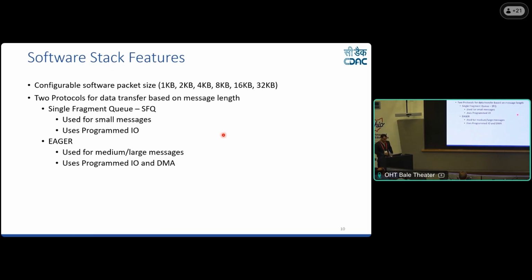In case of eager, whenever a message comes, it will be divided into packets, and some control information of those packets will be given to the hardware through the PIO mechanism. Based on that control information, hardware will read the packet payload through DMA on the send side. Both the protocols on the receive side will deliver the data through DMA into intermediate buffers. From those buffers, data will be copied to the application buffers.